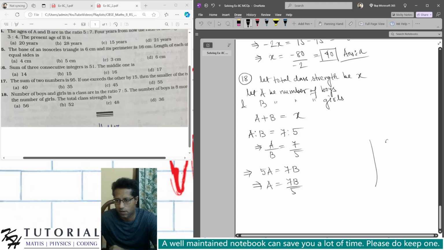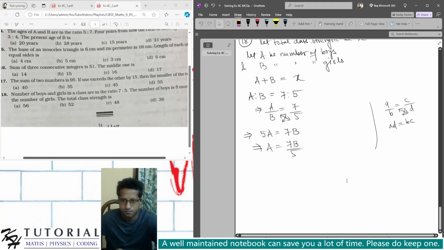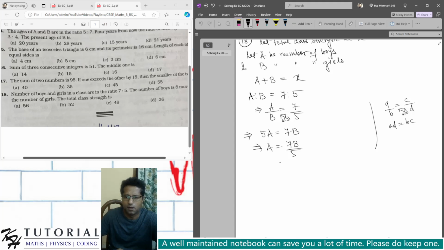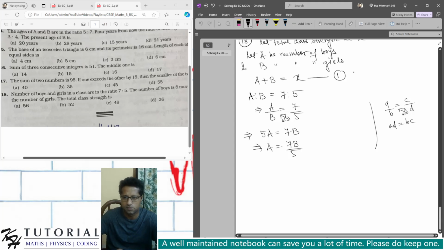So the concept is, if we have equality of two rational numbers like A by B is equal to C by D, using the same cross multiplication rule, we can say AD is equal to BC. So we had A by B equals 7 by 5. So applying cross multiplication, we got 5A equals 7B, and then we can say that A equals 7B by 5. So we got A in terms of B. Now we will apply this fact in this equation.